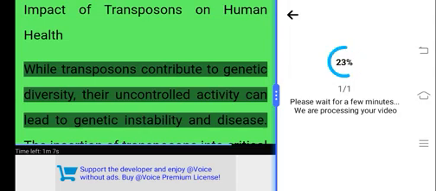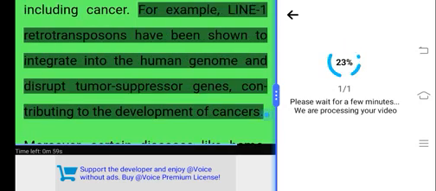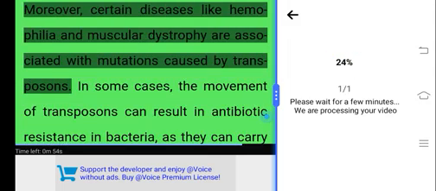While transposons contribute to genetic diversity, their uncontrolled activity can lead to genetic instability and disease. The insertion of transposons into critical genes or regulatory regions can result in mutations that cause various disorders, including cancer. For example, LINE-1 retrotransposons have been shown to integrate into the human genome and disrupt tumor suppressor genes, contributing to the development of cancers. Moreover, certain diseases like hemophilia and muscular dystrophy are associated with mutations caused by transposons.